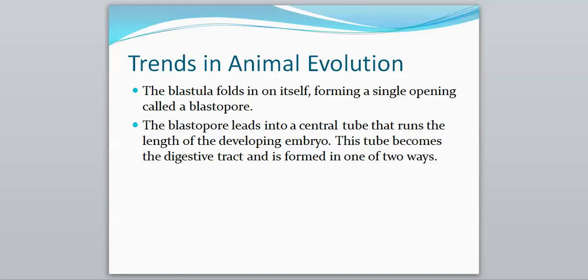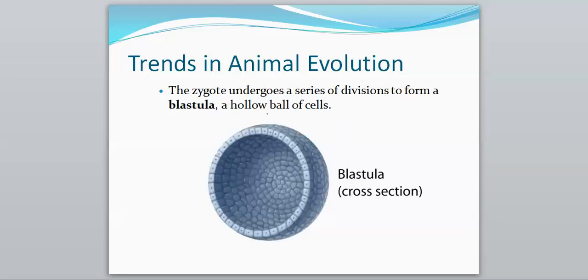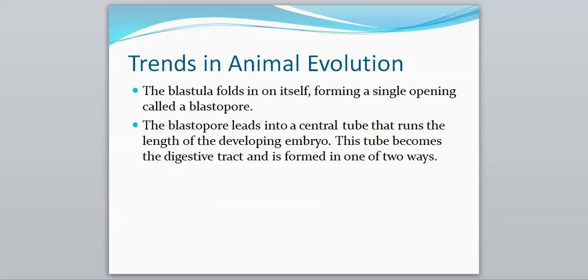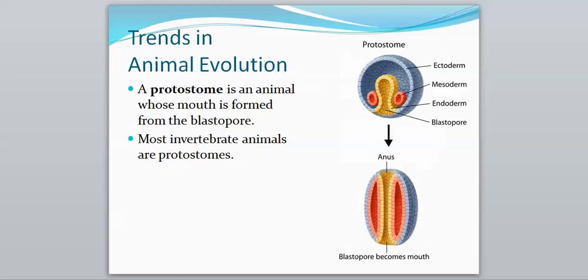So we all start off like this. Sponges through humans all start out like this, and then from there they can go one of two ways. The first way is they can be what is known as a protostome. A protostome is an animal whose mouth is formed from the blastopore. If we look, the blastopore up here is this yellow opening, and then as things specialize, grow, and divide, this blastopore will eventually become the mouth. And most invertebrate animals are formed this way.